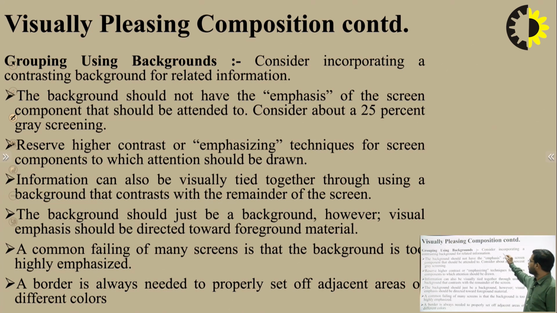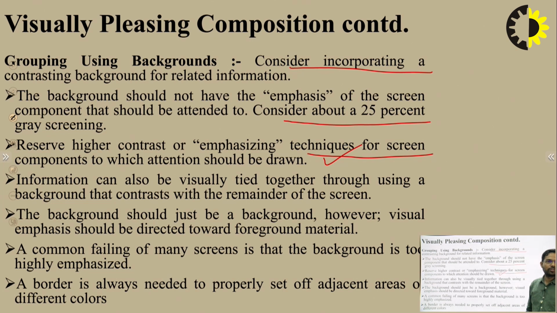Grouping using background. Consider incorporating a constructed background for related information. The background should not have the emphasis of a screen component to which attention should be drawn. Consider about 25% gray screening. Reserve higher contrast or emphasizing techniques for screen components to which attention should be drawn. Information can also be visually tied together through using a background that contrasts with the remainder of the screen. The background should just be background. However, visual emphasis should be directed toward foreground material. A common failing of many screens is that the background is too highly emphasized, and a border is always needed to properly set off the adjacent area of a different color. Okay.